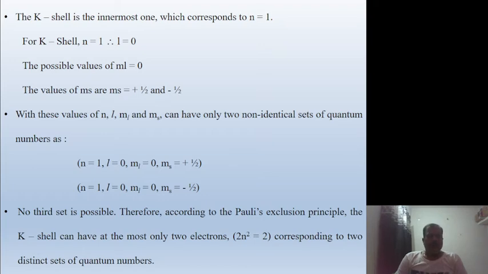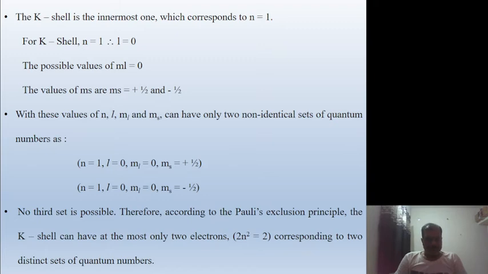With these values of n and L, ML and MS can have only two non-identical sets of quantum numbers. The first set is n is equal to 1, L is equal to 0, ML is equal to 0 and MS is equal to plus half. Then the second set is n is equal to 1, L is equal to 0, ML is equal to 0, MS is equal to minus half. These two sets are allowed. No third set is possible.